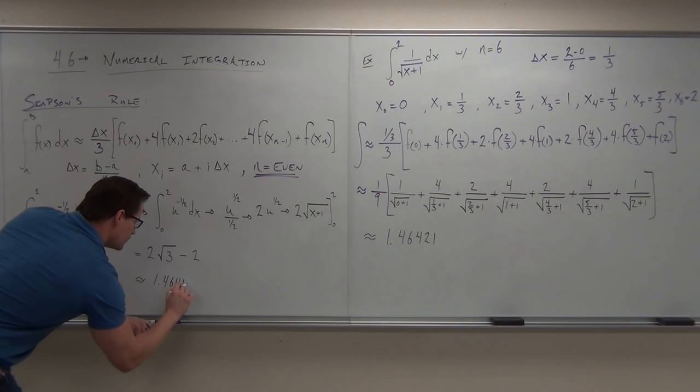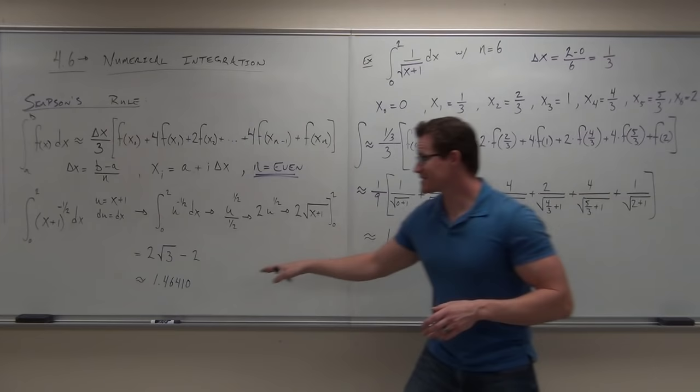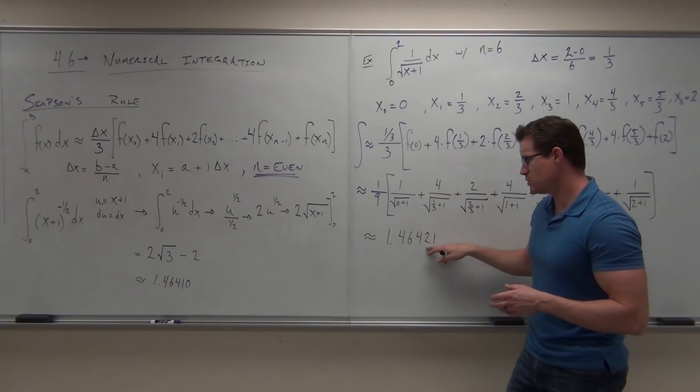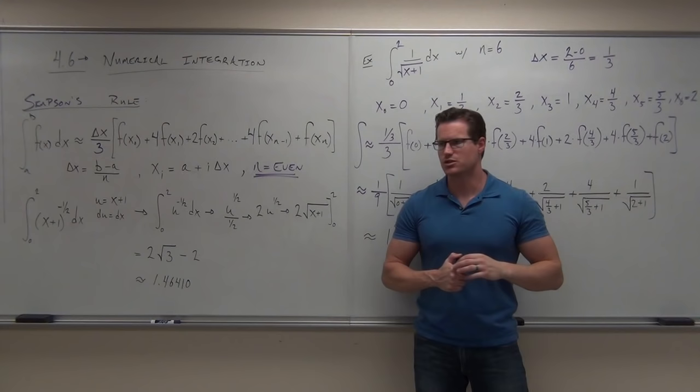That's our decimal place. Is it exactly the same? Is it close? Yeah, it's really close. Look at that. This is 1.4641. This is 1.4642. It's off by a little over 1/10,000th after only n equals 6. So 6 iterations. That's not too bad. That's pretty darn close for approximating something if we didn't know how to do it.